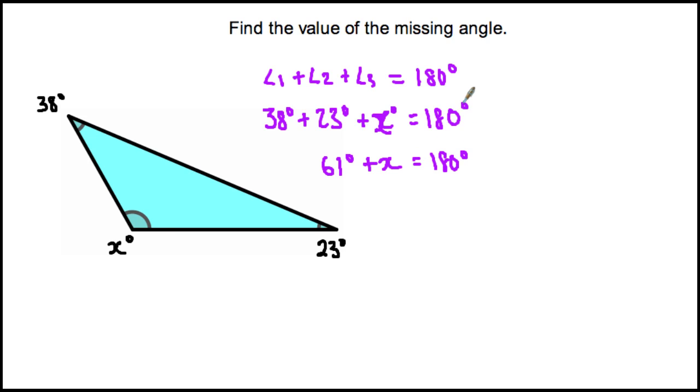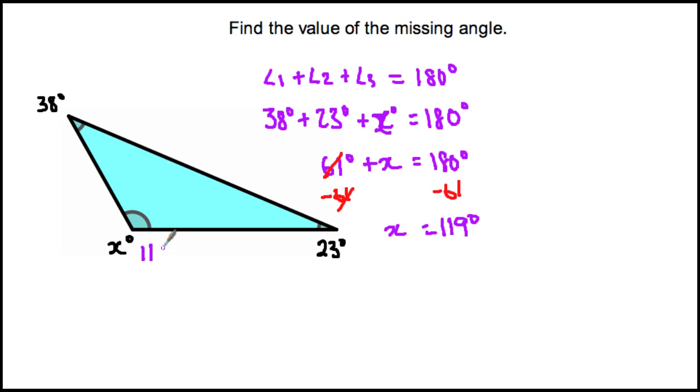Oh, I forgot my 0 there. And now I'm going to subtract 61 from both sides. Minus 61, minus 61. Cancel that out. X equals 119 degrees. So I can actually write that in.